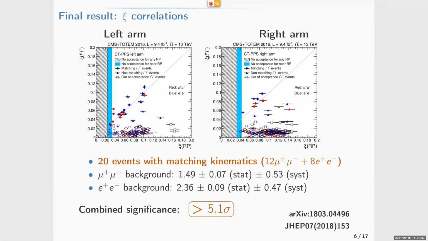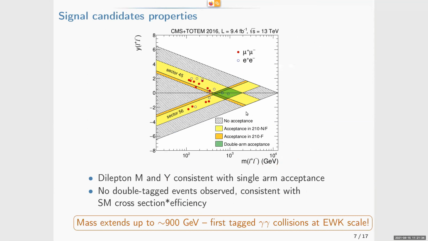So we just take diagonal events from these plots, and we plot them in mass versus rapidity space of the leptons. We can see that the lepton mass and rapidity are consistent with single-arm acceptance, shown here in yellow color. We haven't seen any double-tag events in this data set. They would have been here, but those two events, which you can see here, still were single-tag only.